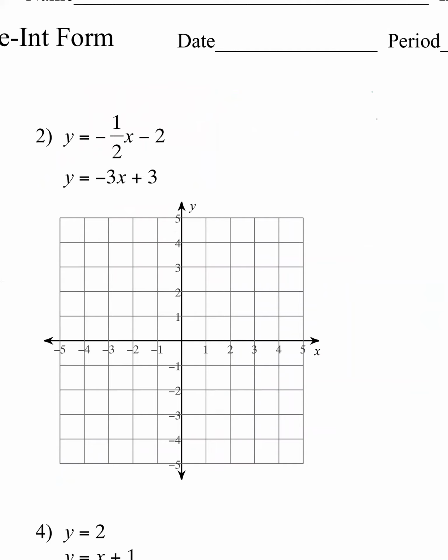So, all right, let's go ahead and we'll do the top one in blue. y equals negative 1/2 x minus 2. So we'll go ahead and start right at negative 2. And then follow that slope, negative 1/2. So down 1 to the right 2 again. Down 1 to the right 2.